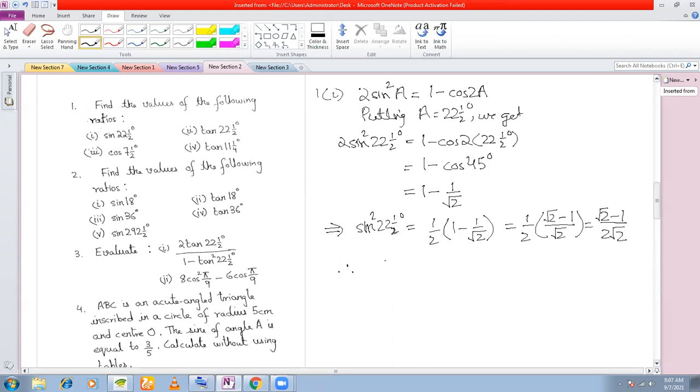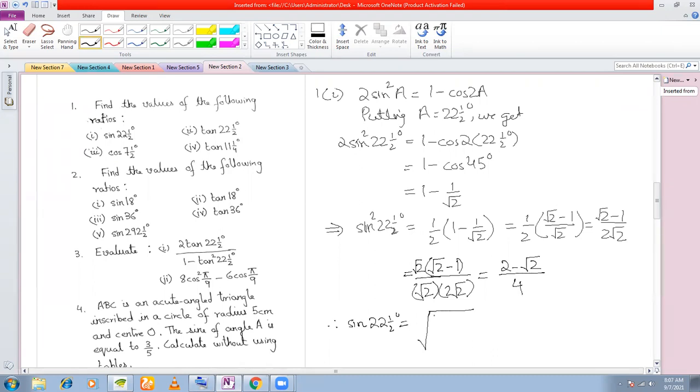Now if you break this up, if you multiply the numerator and denominator by root 2, because I want to make the denominator 4, so I get root 2 minus 1, multiply the numerator by root 2, multiply the denominator also by root 2. So now multiply everything in the numerator by root 2, you get 2 minus root 2 divided by 4. Okay. So therefore, sine 22 and a half degree is the positive square root of that.